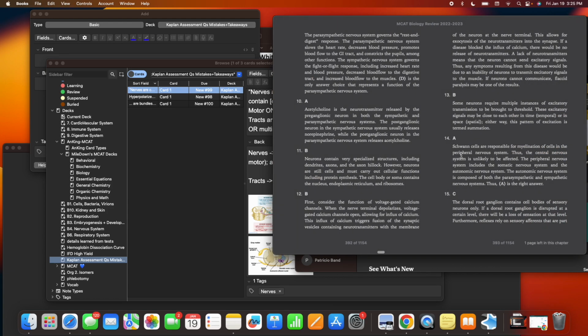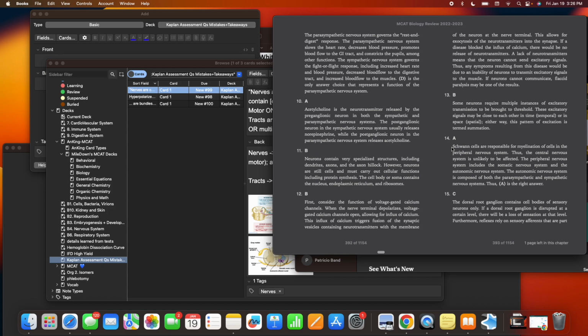Okay, next question. 9. So let's just read through it, and if we find any takeaways, we just mark it. The parasympathetic nervous system governs rest and digest: it slows the heart, decreases blood pressure, promotes blood flow to the GI tract, constricts the pupils, among other functions. The sympathetic nervous system is fight or flight: increased heart rate and blood pressure, decreased blood flow to the digestive tract, increased blood flow to muscles. D is the only answer.